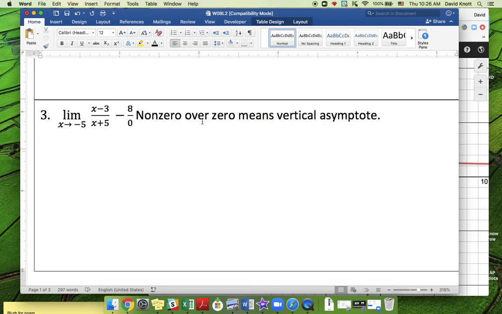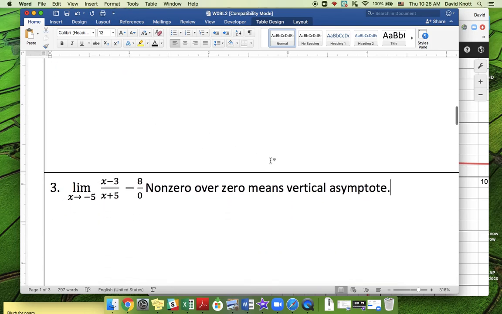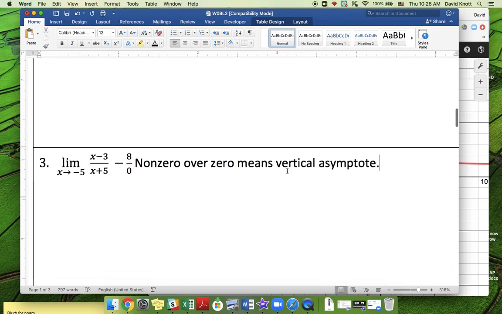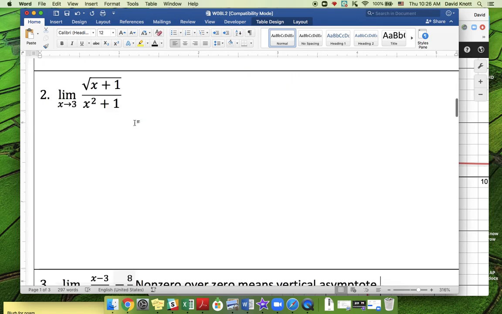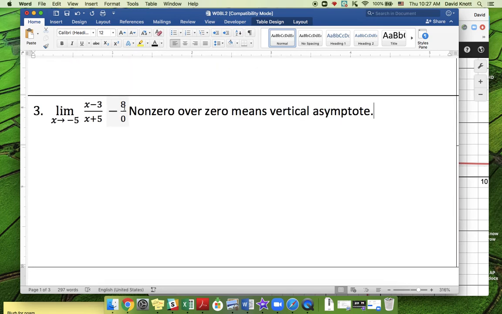I saw people sort of saying that lots of functions had vertical asymptotes. No. You only have a vertical asymptote if, when you plug in the number, you get a non-zero number over 0. Okay, that's the only time. If you get 0 over 0, that just means you need to rewrite your expression and try again, okay? Typically, this means a hole. A non-zero number over 0 indicates a vertical asymptote.